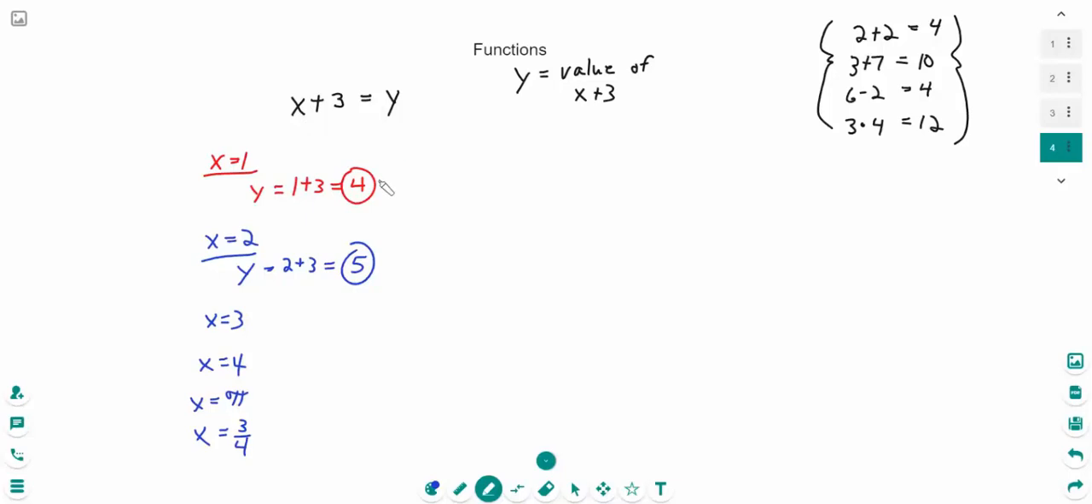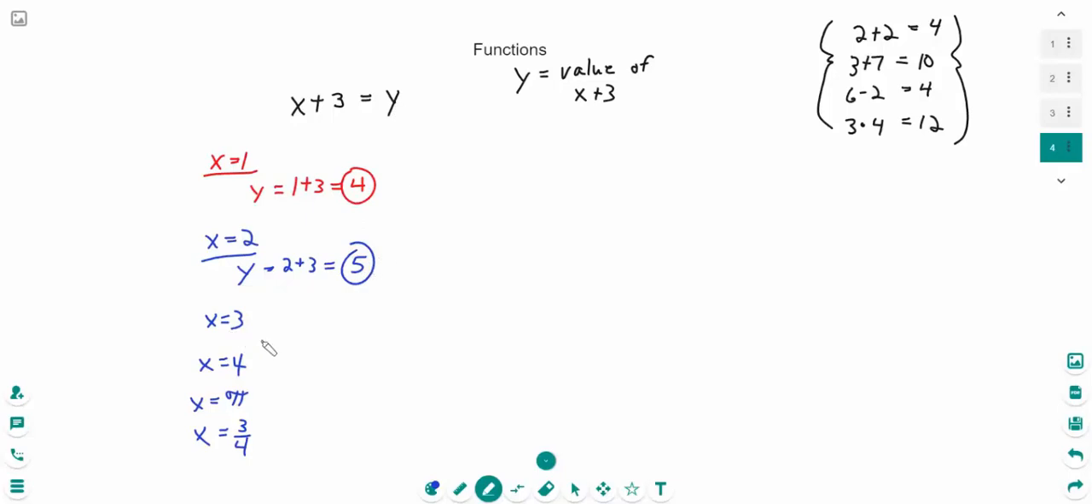All right. So if I were to say, well, let's determine some possible values for y, we would do exactly what we just did. Let's say x is equal to 1. Then y would equal 4. So one possible value for y is 4. If x is equal to 2, then y is equal to 5. So then one possible value for y is 5.